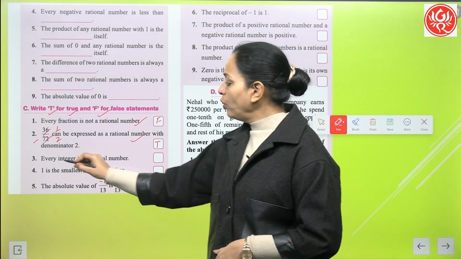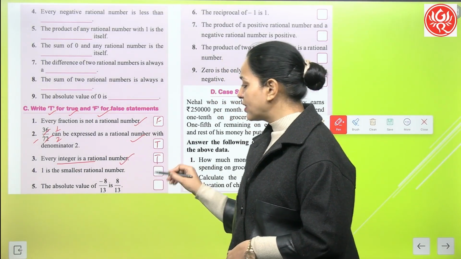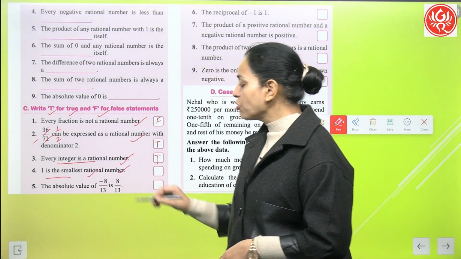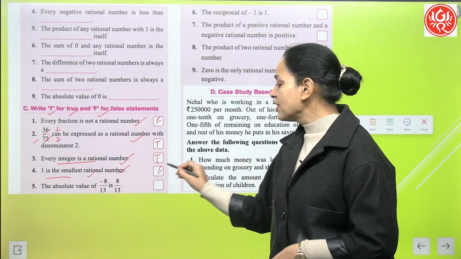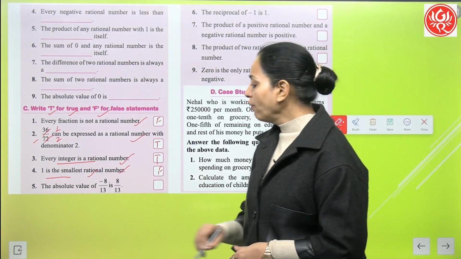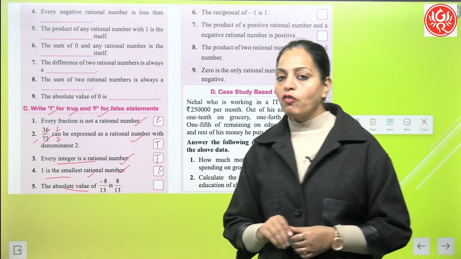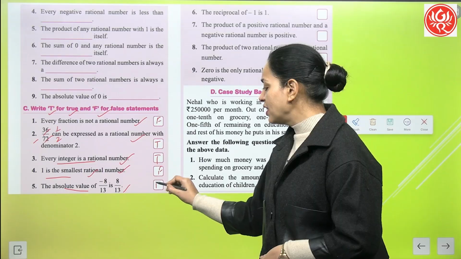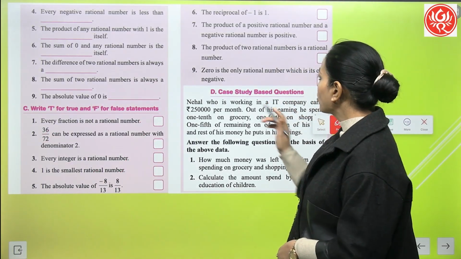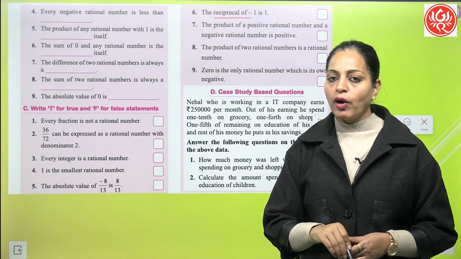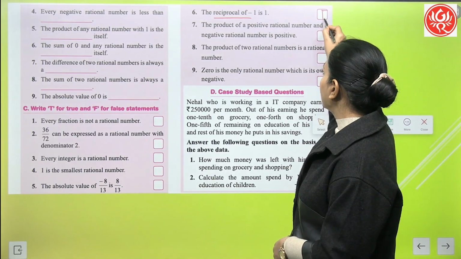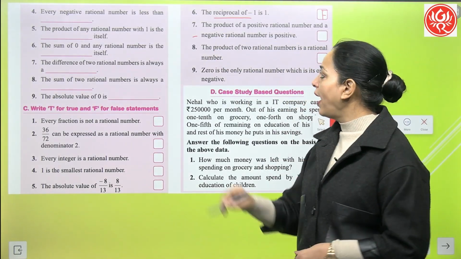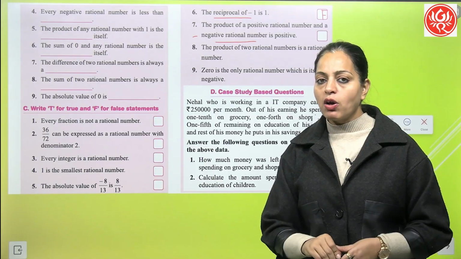The third one, every integer is a rational number. Yes, true. The fourth one, 1 is the smallest rational number. No, this is false, right? And the fifth one, the absolute value of minus 8 upon 13 is 8 upon 13. Yes, this is true. Okay. Now the sixth one, the reciprocal of minus 1 is 1. No, this is false.